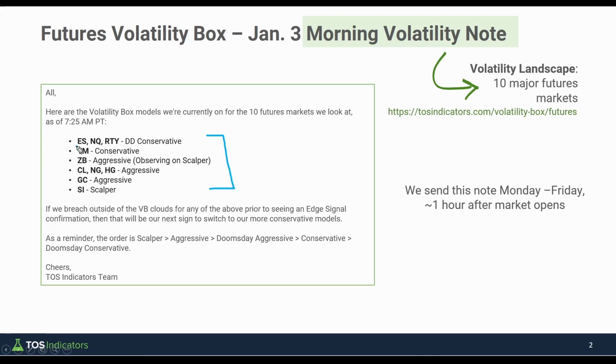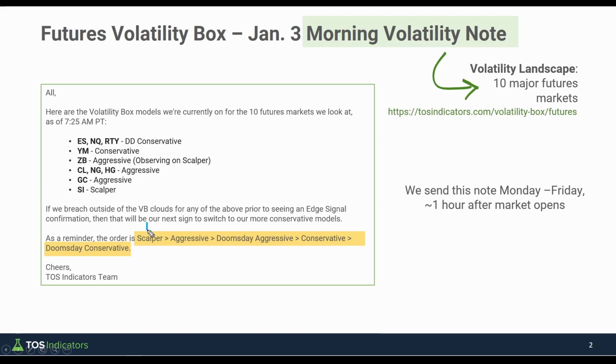So you'll notice here we have things like the S&P 500 futures, the NASDAQ futures, the Russell futures, and all three of these futures markets at 7:25 a.m. Pacific were on their doomsday conservative volatility models. Now, to make sense of all of these words, doomsday conservative, conservative, aggressive, we can take a look at the scale that we see down here inside of the morning note. This gives us a ranking mechanism for the 5 different volatility models that we have.